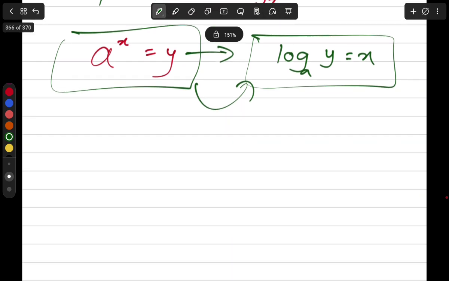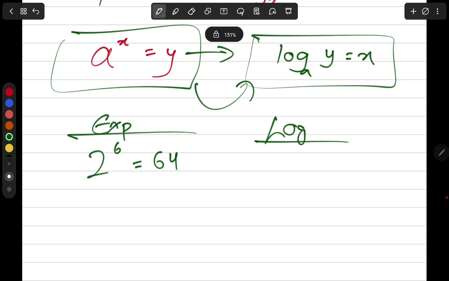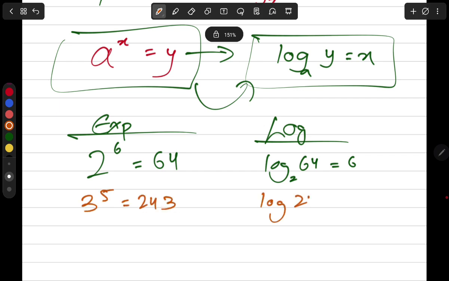I'll write exponential, you tell me the logarithm of it. Or you can't really tell me, so you just see if you're getting the right answer. If I write 2 power 6 is equal to 64, this is the exponential form and this is the logarithmic form. So I can rewrite it as log 64 base 2 is equal to 6. If I write down 3 power 5 is equal to 243, this may be rewritten as log 243 base 3 is equal to 5.